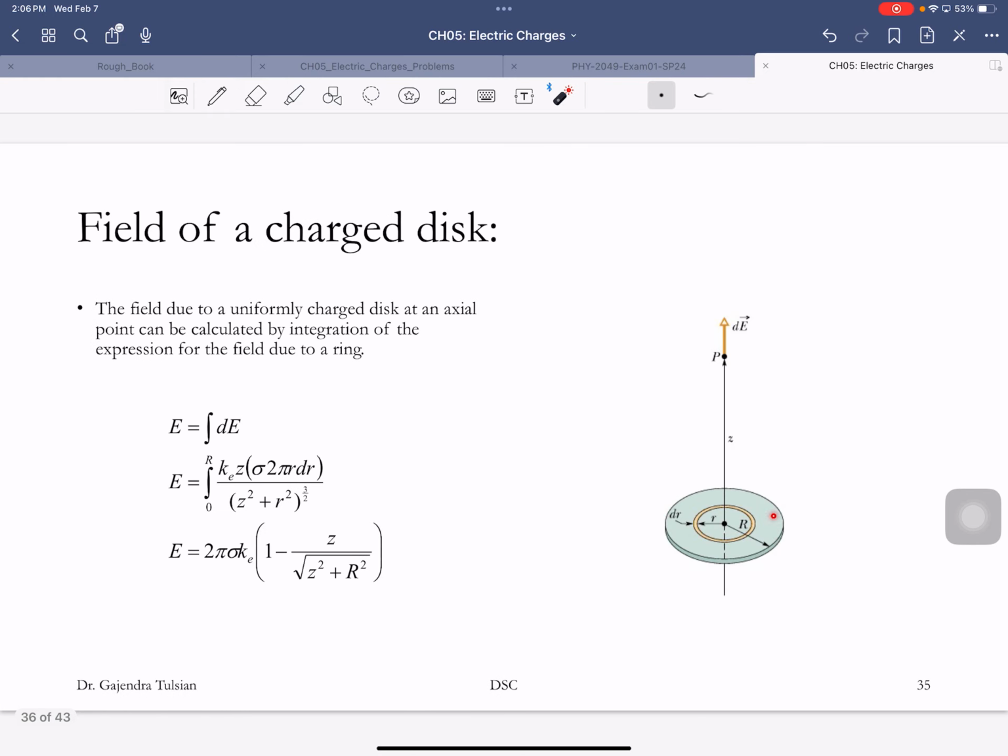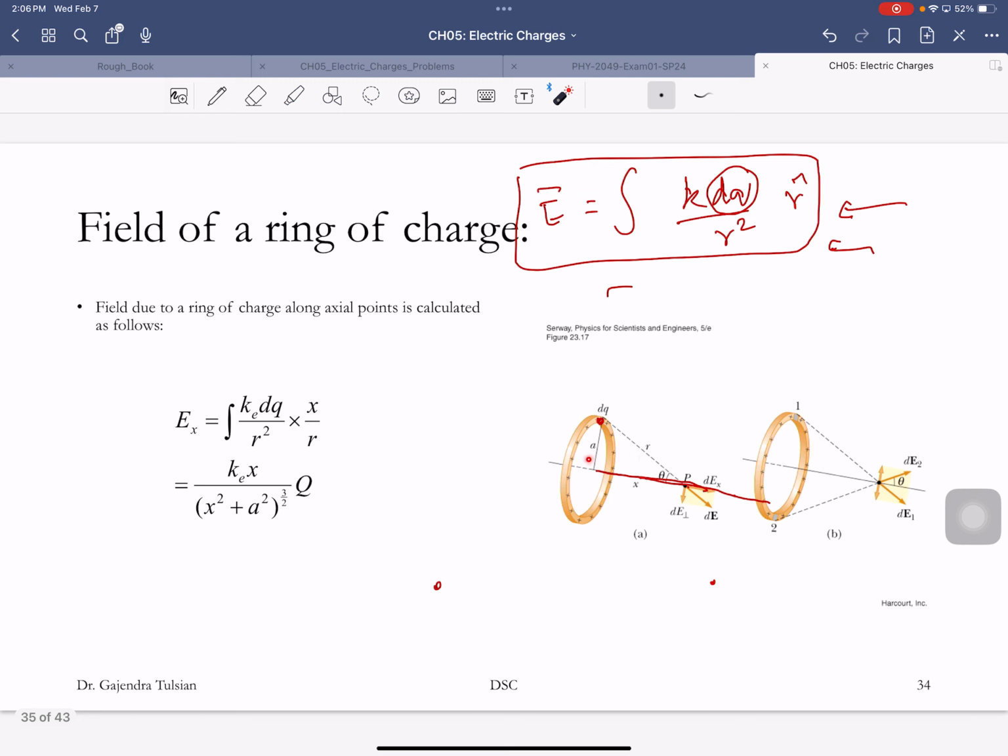Here's another charge distribution: a disk evenly smeared with charges. Again, you can do that integral for these points. So that is the integral you're doing: K dq by r squared r hat. And what you're doing is you're breaking this disk into little rings, and you have the expression for the rings from here, and you're using that.